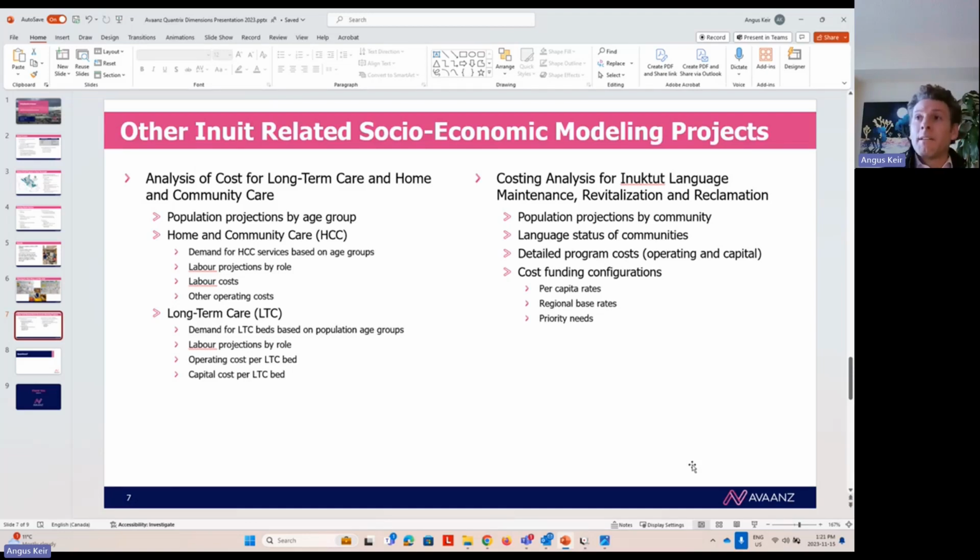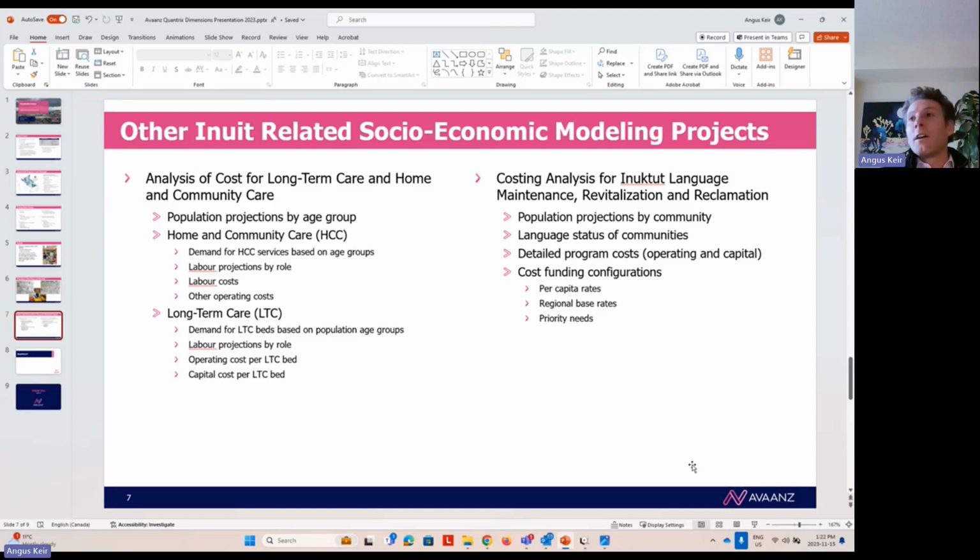We looked at academic studies that identified, based on a given population, the type of budget you would require to preserve traditional language. So we have these detailed operating and capital costs from these academic studies, and we're applying them in this real world example.